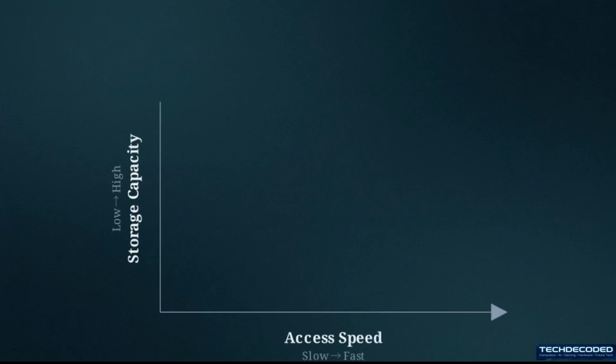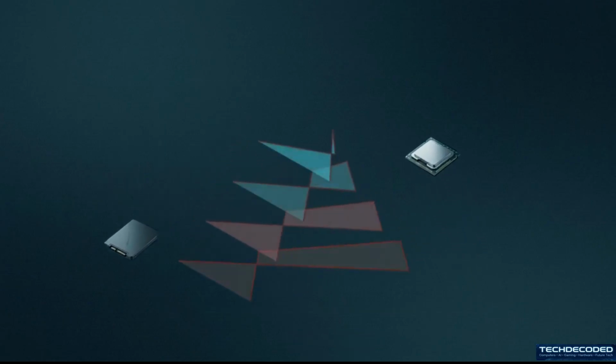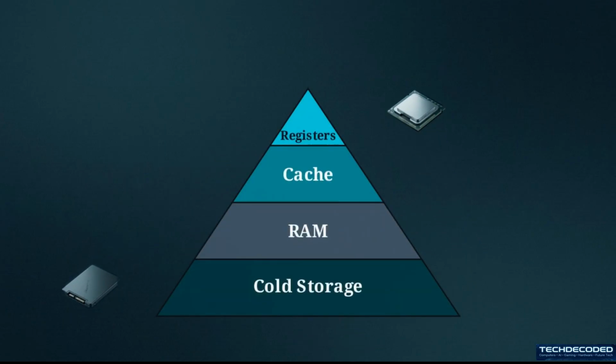This chart plots component storage capacity against access speed. If a fast CPU pulled instructions directly from a sluggish main drive, it would constantly wait, freezing the system. To bypass this, components form a memory hierarchy, a synchronized relay race. Data moves closer to the CPU through different systems, trading capacity for speed.